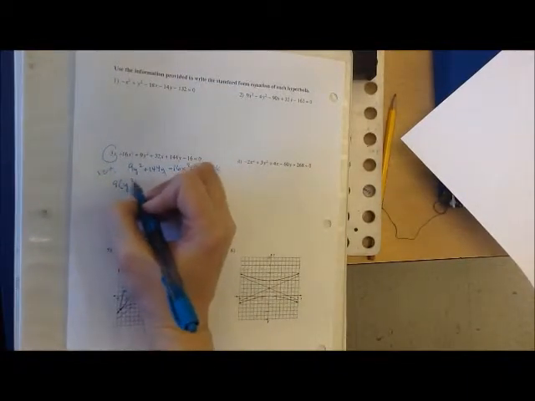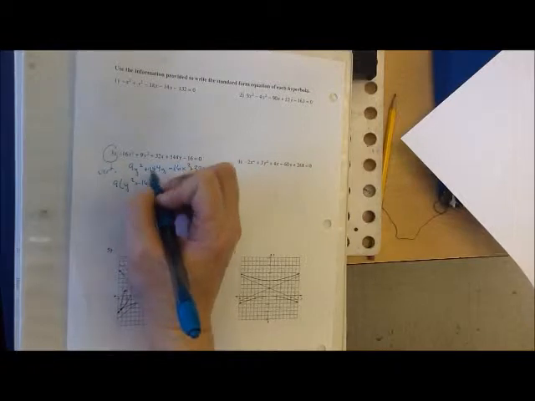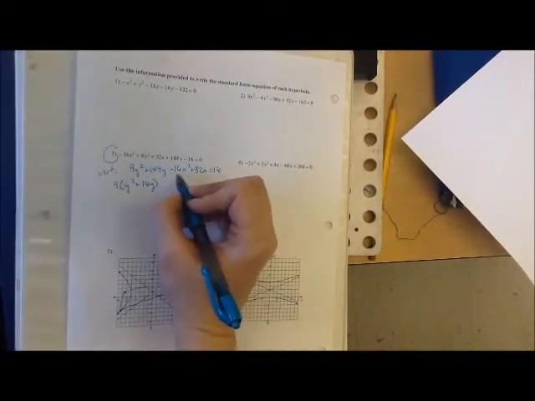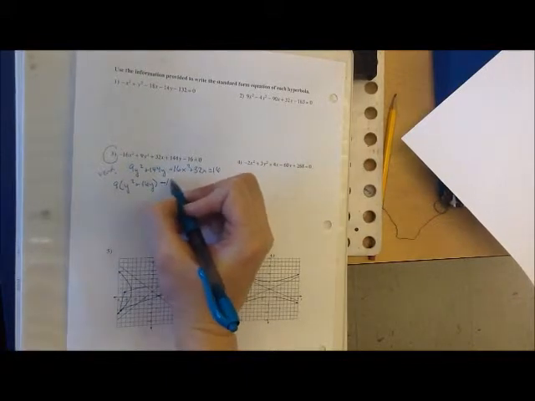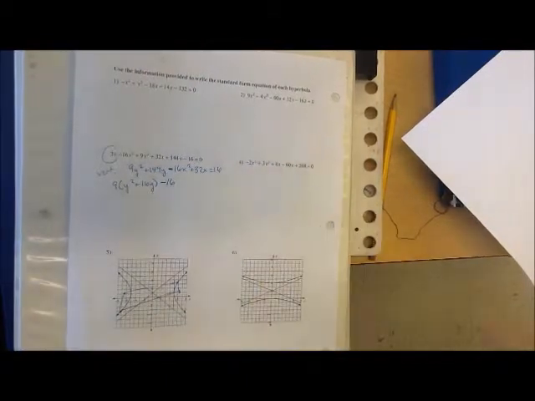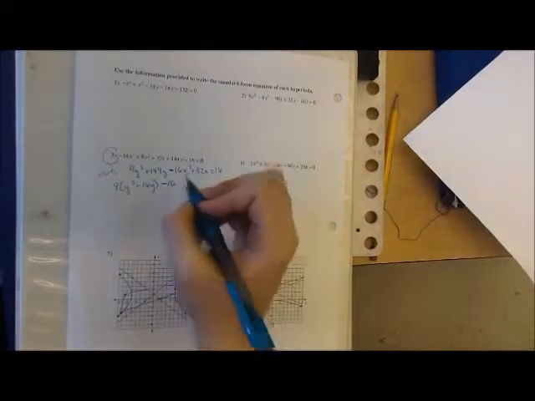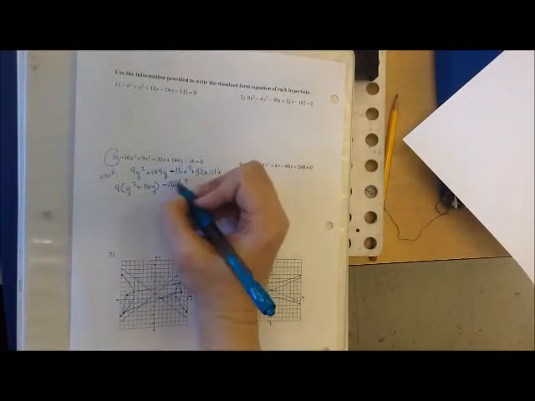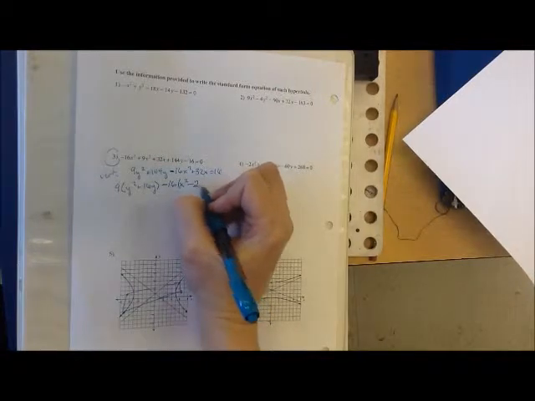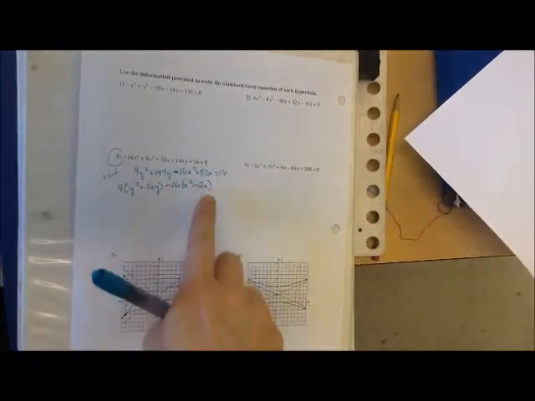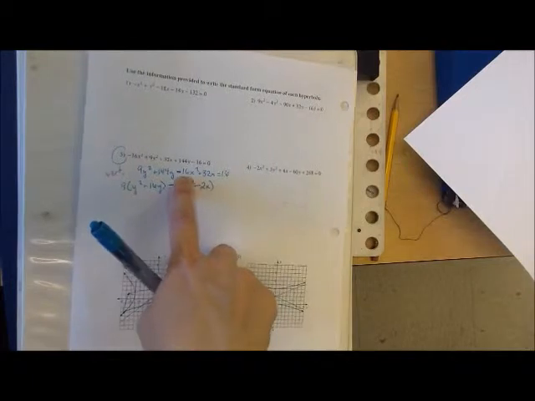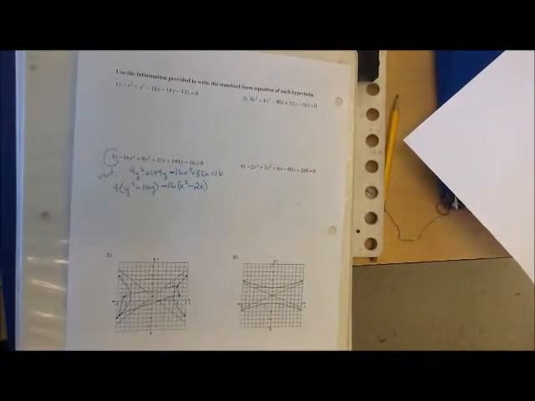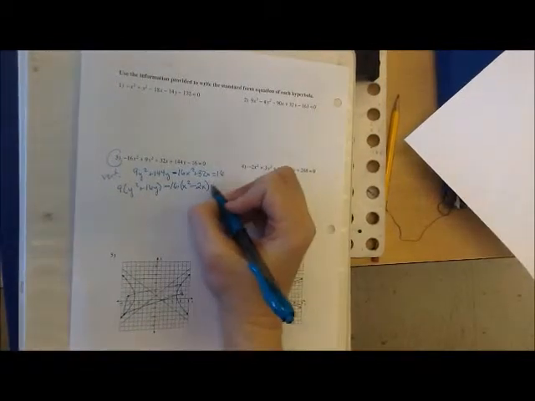9 times y squared plus 144 divided by 9 is 16. Now here, we're going to factor out a -16. This is one of the places where it's a little tricky with hyperbolas. Factoring out a -16, 32 divided by -16 becomes -2. That's always going to happen with hyperbolas. You're always going to have one of these where you have to factor out a negative and it changes the sign. So be aware of that. It's going to come up over and over again.